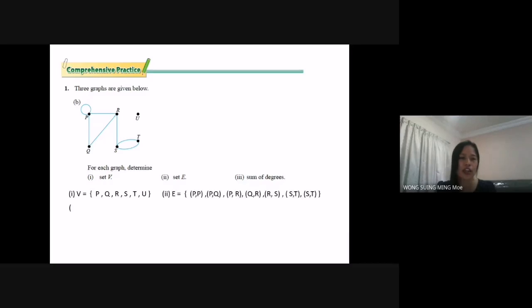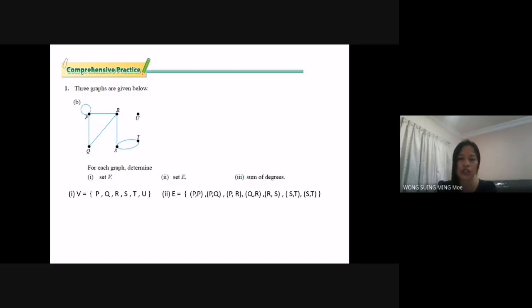Okay, for the set of edges, we have PP. Why PP? PP is the loop here. Okay, this is PP, and we have PQ, PQ, PR, QR, RS, ST. We write PQ 2 times because this is multiple edges. And U is not connected to any of the vertices, so no need to write it in our answer.